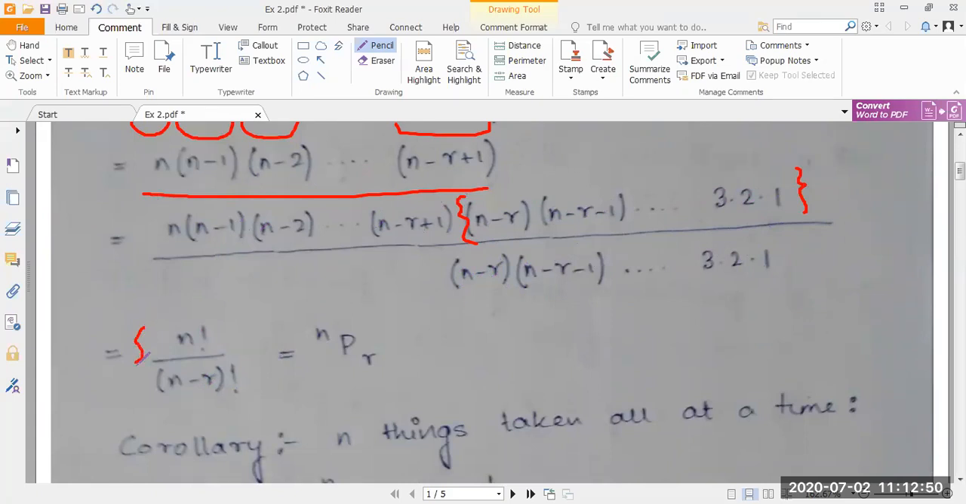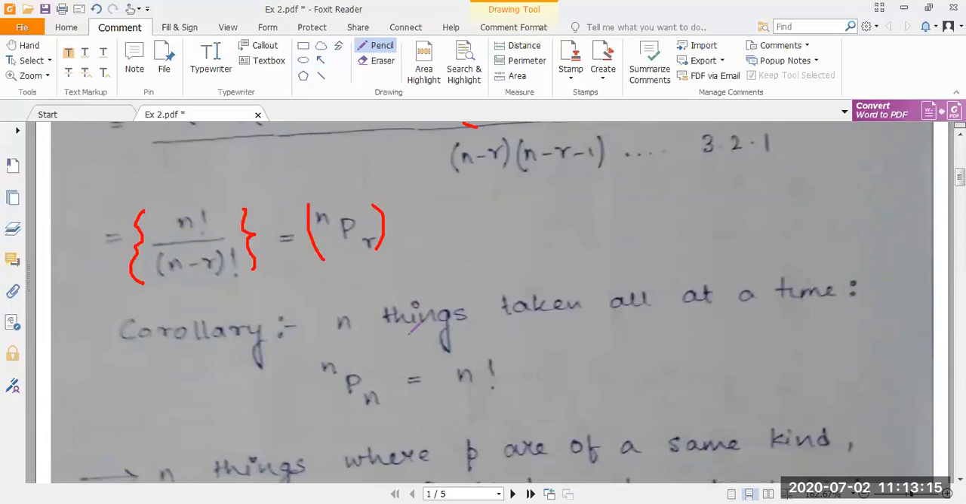Now this n factorial by n minus r factorial can be notationally expressed as nPr. So the numerator is written as the superscript on the left hand side of the letter P, because we are talking about permutation, and the number that is subtracted from the number on the numerator is written on the subscript, right hand side of the letter P. So this notation is basically nPr.